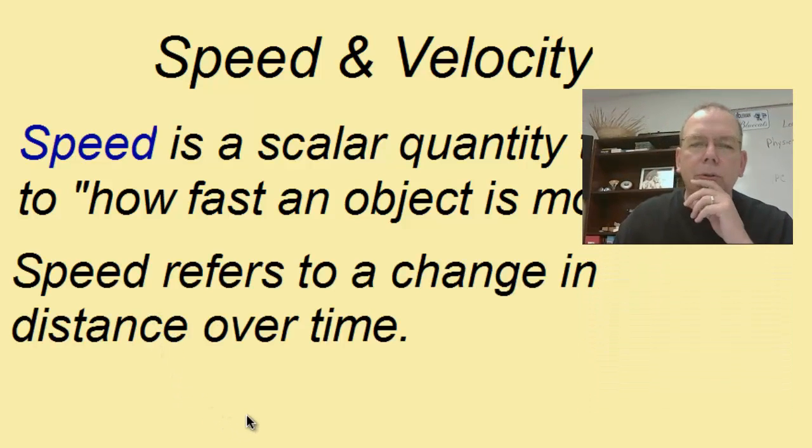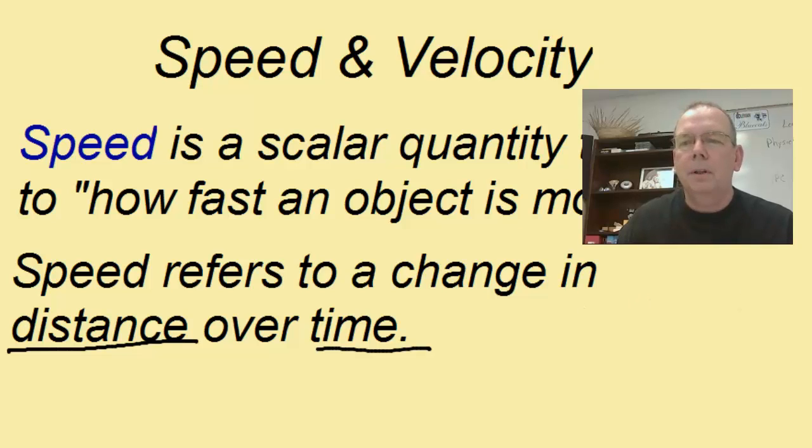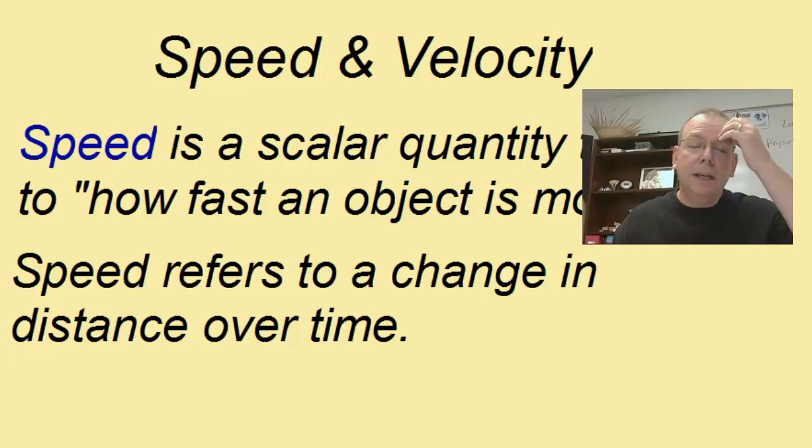So speed refers to a change in distance over time. If we think about it, something that's moving rapidly or that has a high speed is going to travel a large distance in a short amount of time. And in the same way, something that has a low speed, that's slow, is going to go a short distance over a long period of time. We're familiar with the idea of speed.